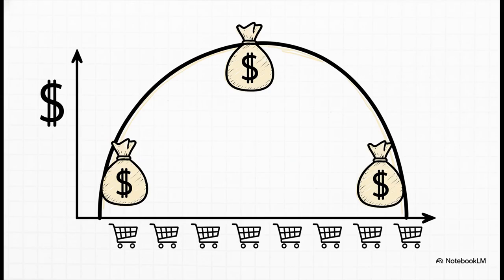As we start selling more units, moving from left to right along the x-axis, our revenue starts to climb. But to keep selling more and more, we have to keep lowering the price. Eventually, we hit a point of diminishing returns, a peak. After that peak, any further price cuts actually cause our total revenue to go down. Our job then is to find the exact quantity where that peak occurs.